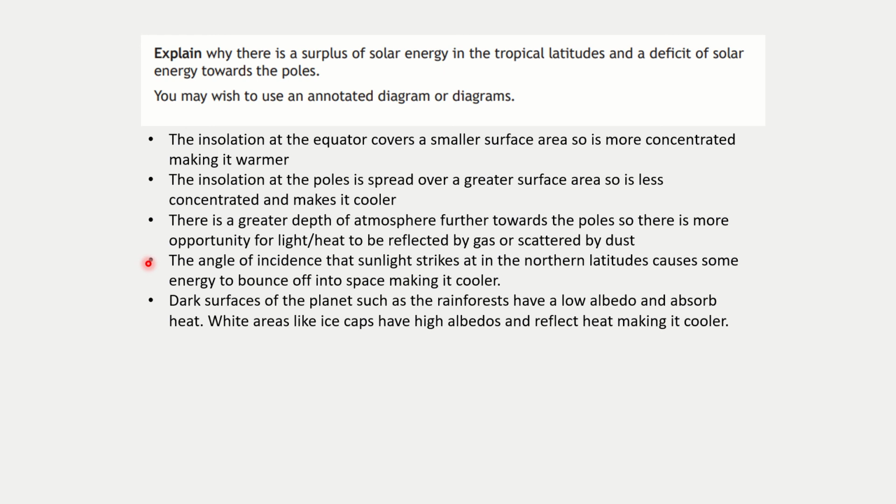What else can we say? Well, the planet has dark surfaces, such as rainforests. Rainforests therefore have a low albedo. This is a term we've covered in our last lesson on the heat budget. The albedo is the way we measure the reflectivity of a surface. So dark areas absorb heat. White areas like ice caps have high albedos and reflect heat.